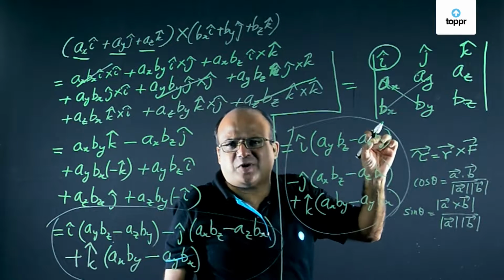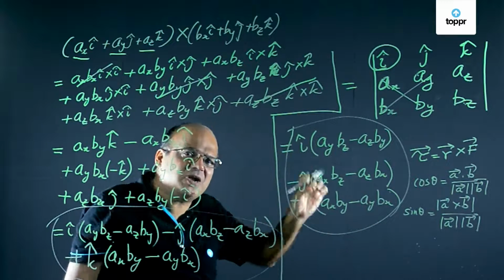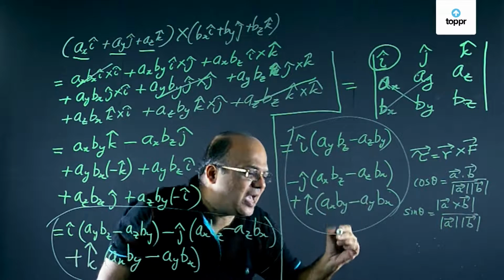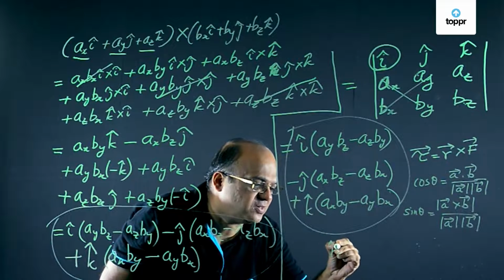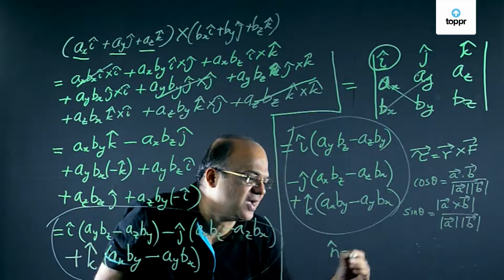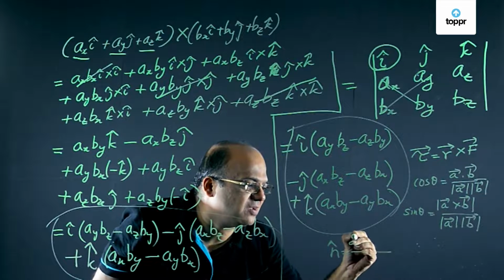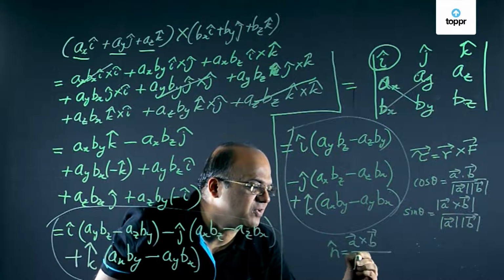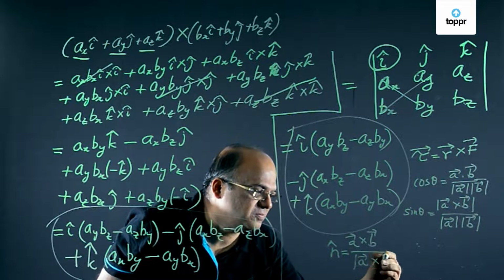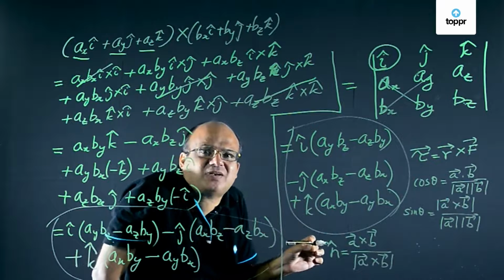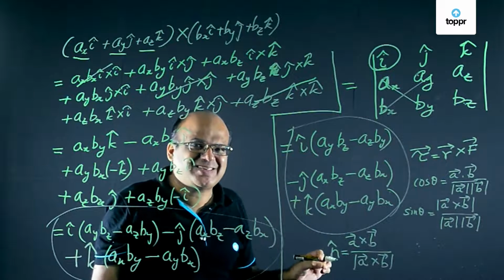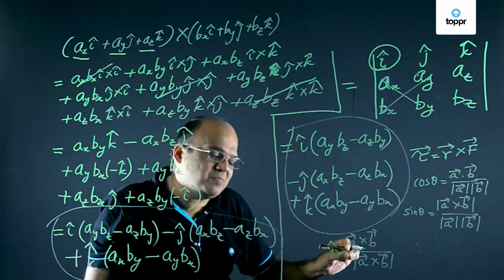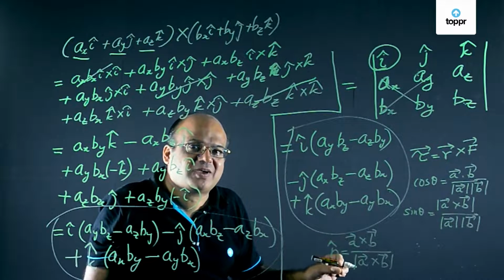Now using cross product, we can also get a unit vector perpendicular to two vectors. This n cap is perpendicular to two vectors. n cap will be given by a vector cross b vector divided by magnitude of a vector cross b vector. This is how we get a unit vector perpendicular to two vectors, n cap equal to a vector cross b vector divided by magnitude of a vector cross b vector.